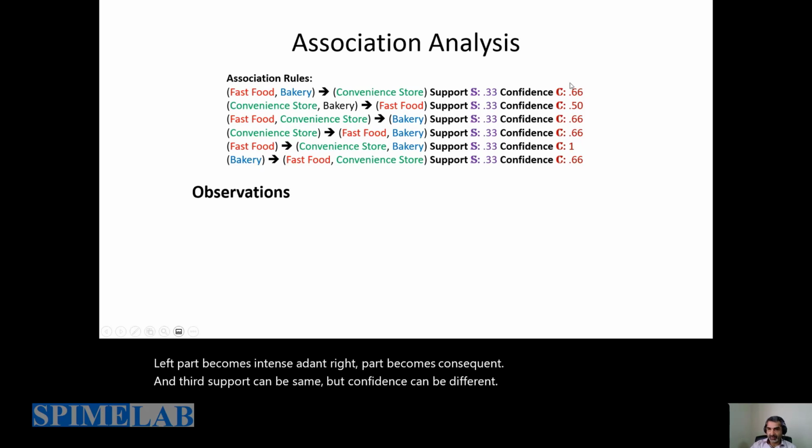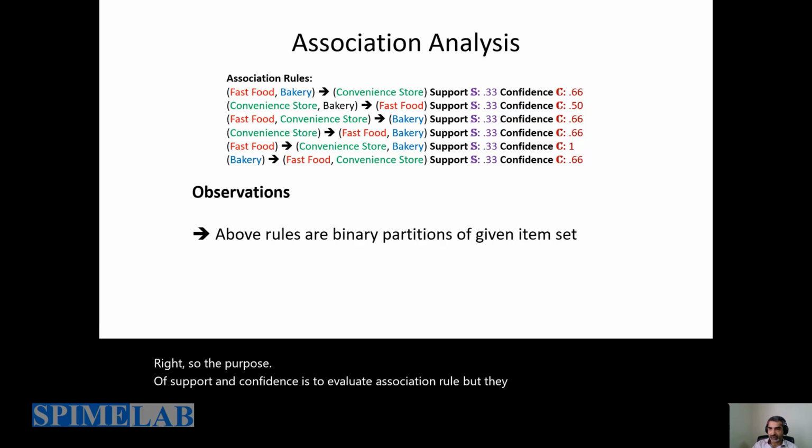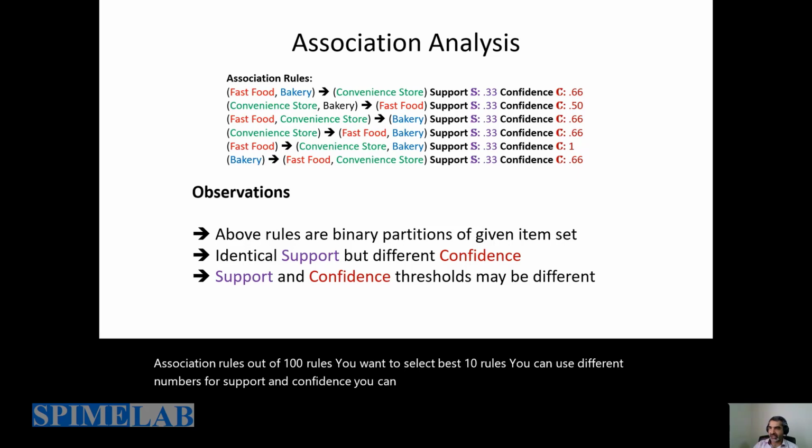So the purpose of support and confidence is to evaluate association rules, but they can play different roles and they can be different. So for all these rules, support is identical, 0.33, confidence is different. Therefore, when you try to select association rules out of 100 rules, you want to select the best 10 rules, you can use different numbers for support and confidence. You can say, I want support 0.9, I want confidence 0.6, right? So both numbers need not be the same.